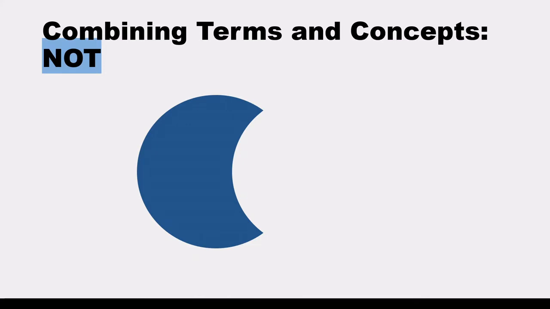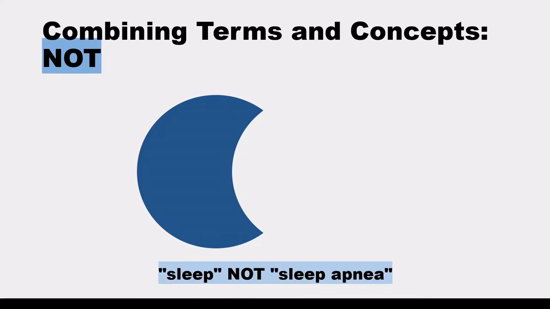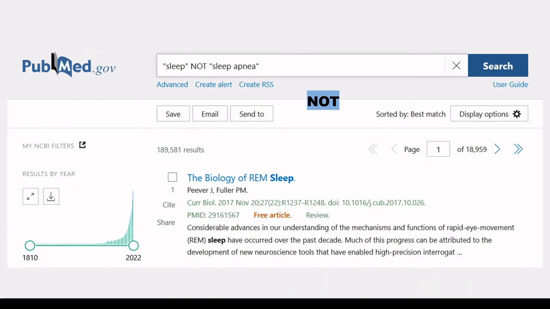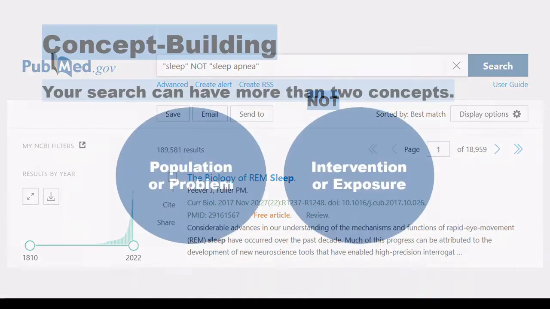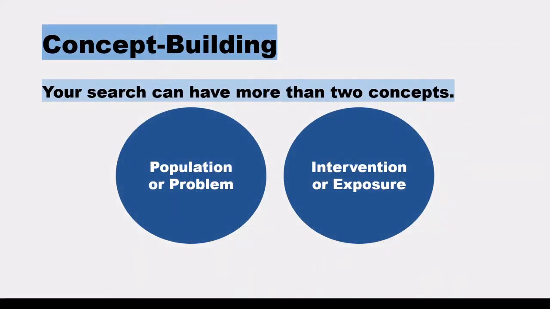Let's say you wanted search results that have to do with sleep, but not sleep apnea. You could use sleep NOT sleep apnea. Finally, I'd like you to try to wrap your head around concept-based searching. You can use the PubMed Search Builder or PubMed Advanced Search to build more robust searches that use a combination of MeSH terms and additional keywords.